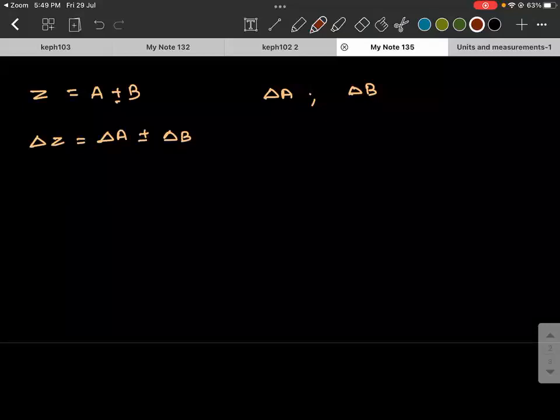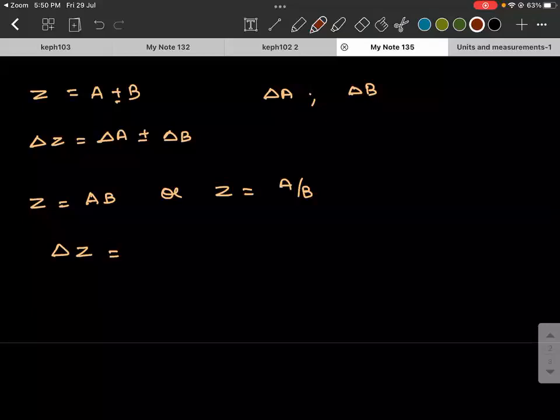Is that right? Similarly, I have a quantity Z equal to A into B or Z equal to A by B. That is, Z is a product of 2 other physical quantities or a fraction of 2 other physical quantities. Then if I want to find delta Z, how am I supposed to do that? Will there be a possibility for me to find delta Z directly? I will not be able to find it. Are you able to understand what I'm trying to say? I'll come to that. So I'll not be able to find the value of delta Z. Rather, I'll be able to find only delta Z by Z.